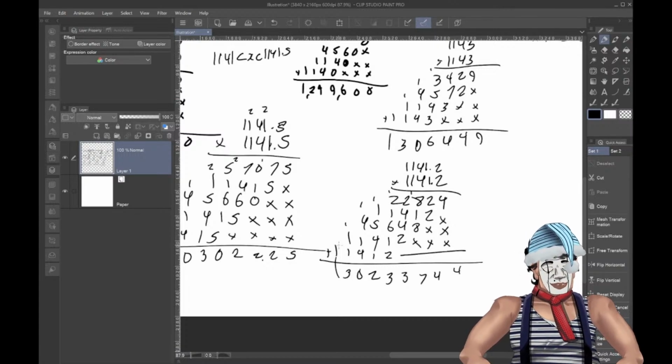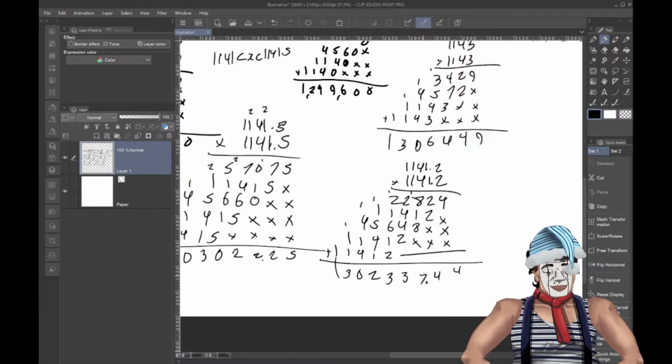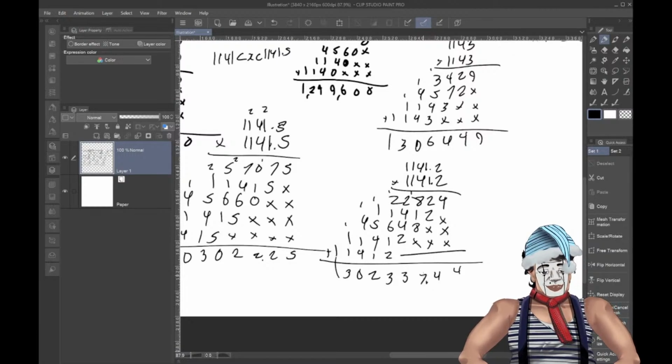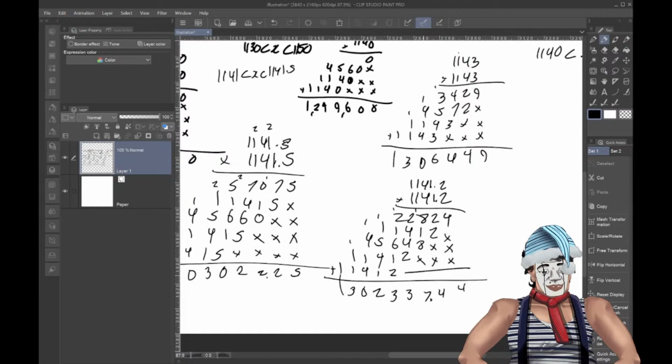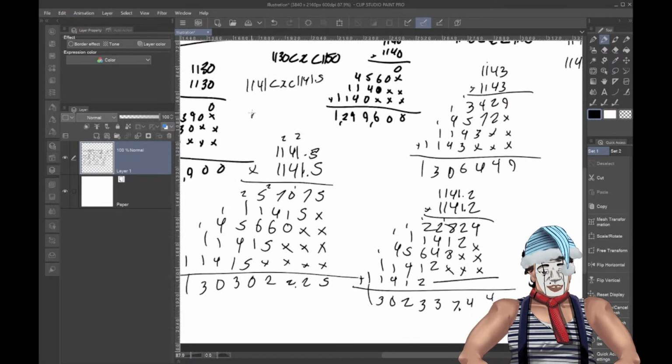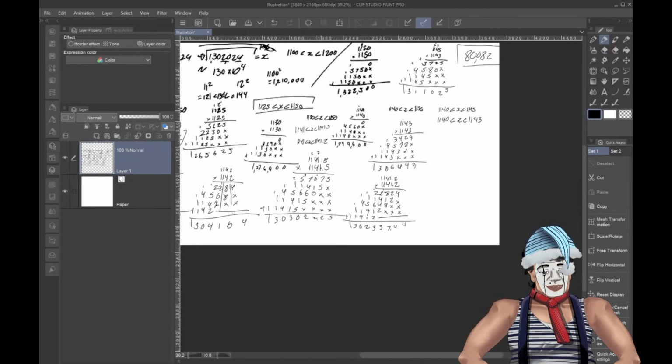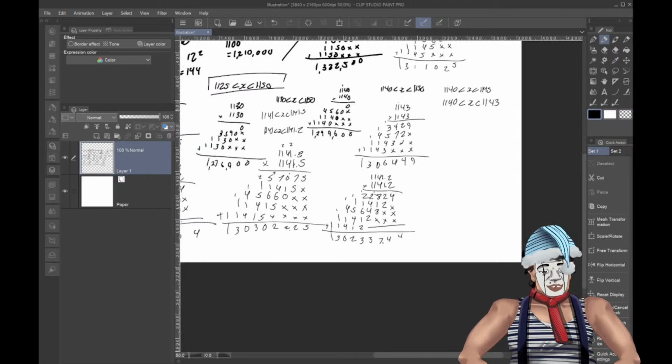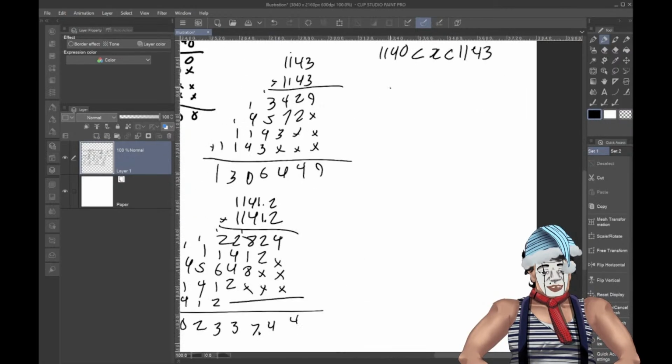What about this number? 1, 3, 0, 2, 3, 3, 7. That's too large still. That's interesting. 1, 1, 4, 1, and 1, 1, 4, 1.2. Logic would have you believe that the next one we should test is 114, 0.1. But we're almost out of math space. Let's do it anyway. 114, 1.